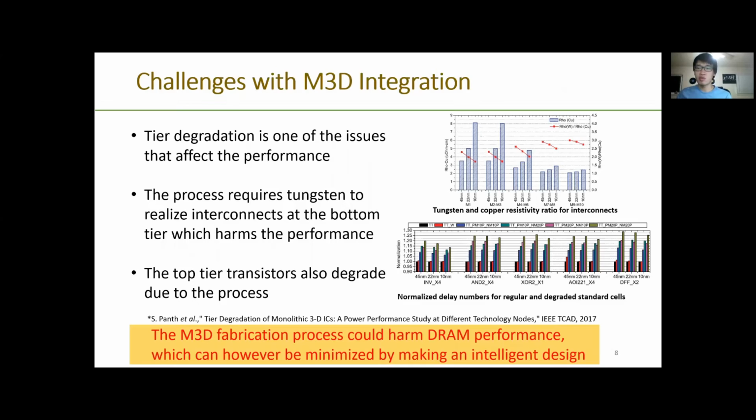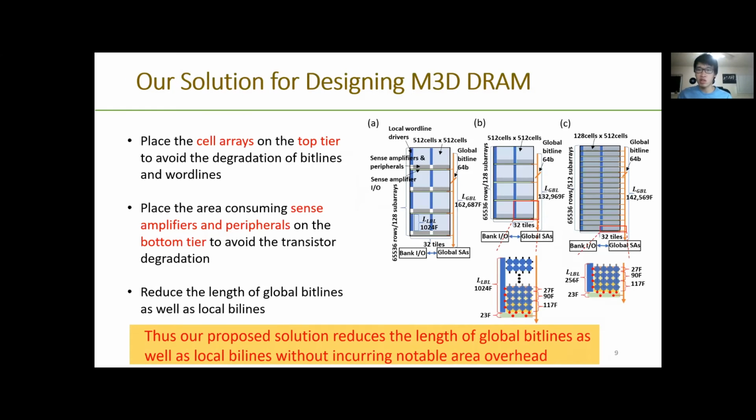But the challenges are due to the limitations of the M3D fabrication process. We need tungsten to realize the interconnects at the bottom tier, which has worse resistivity than the traditional copper interconnect. At the top tier, the transistor performance degrades due to the required low-temperature M3D fabrication process. To overcome these challenges, our proposed idea for designing M3D DRAM is to place the DRAM cell array on the top tier to avoid the interconnect performance penalty. We put the sense amplifier and the other peripherals on the bottom tier to avoid transistor degradation.